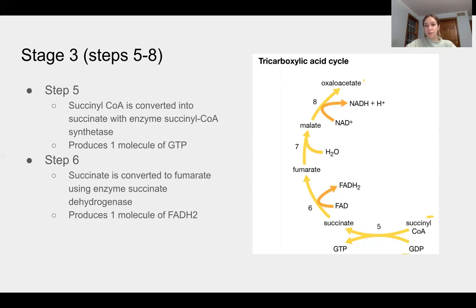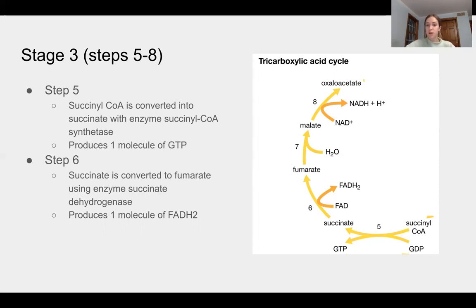As you can see so far in the Krebs cycle, a lot of the enzymes actually have their starting material or product in their name, which helps you remember where they go in terms of the cycle. In this step, we're producing 1 molecule of GTP. Step 6, succinate is converted into fumarate using the enzyme succinate dehydrogenase. And here we're producing 1 molecule of FADH2.